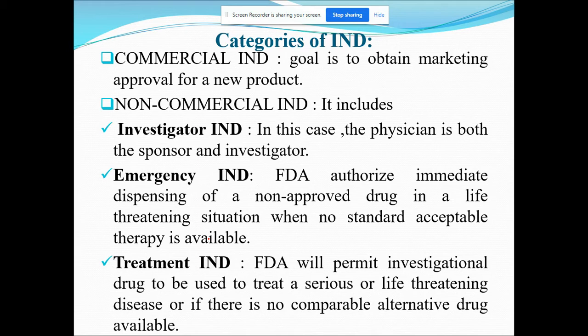लक्षात घ्या, कमर्शियल INDचा अर्थ काय होतोय? The goal of this particular IND is to obtain the marketing approval for a new product. Such type of IND is called the commercial IND. Okay. Second one, non-commercial IND.